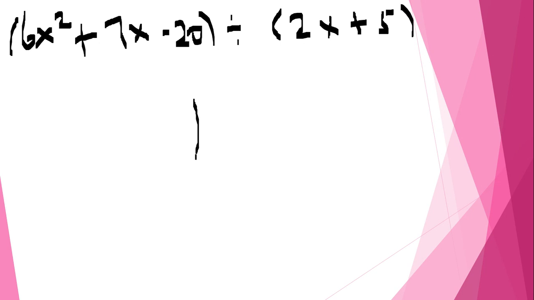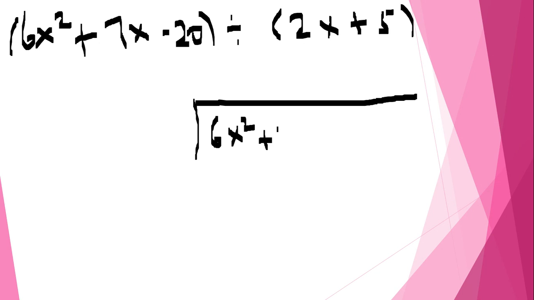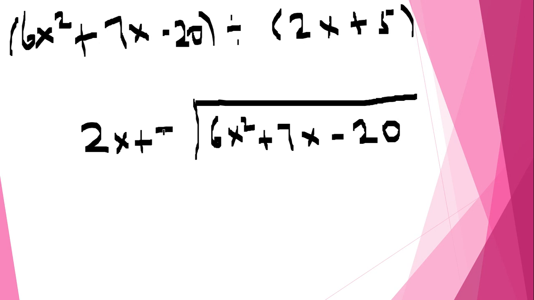Now, this is sometimes known as the bus-stop method, the long division method. Your dividend will be inside here, so I put my dividend there, 6x squared plus 7x minus 20, and on the outside we have 2x plus 5. Okay, let's get started. I'm looking for a number that I could put above here. This will be part of my answer.